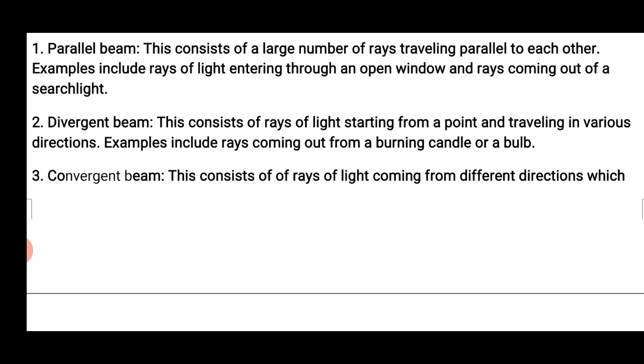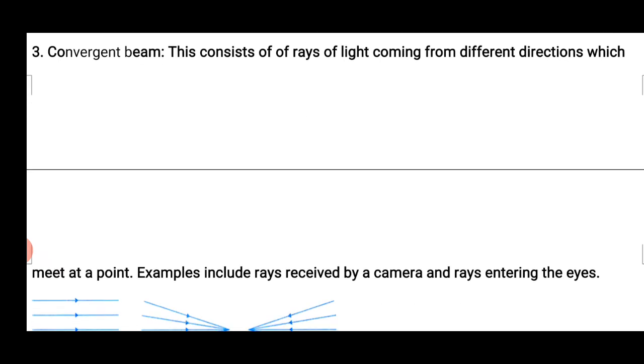The third one is the convergent beam. To converge means to come together at a particular point. So a convergent beam consists of rays of light coming from different directions which meet at a point. They are coming from different directions, and now they come together to meet at a particular point. We refer to such a beam as a convergent beam because the rays of light converge together.